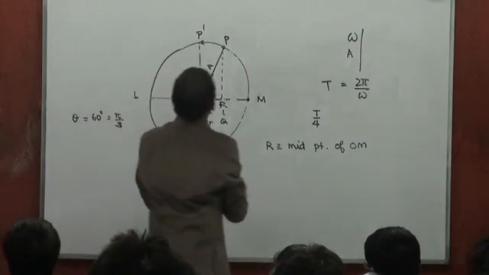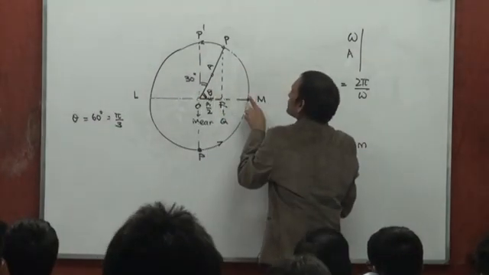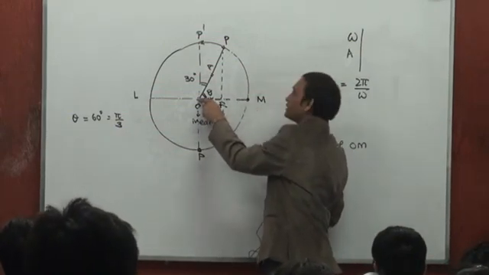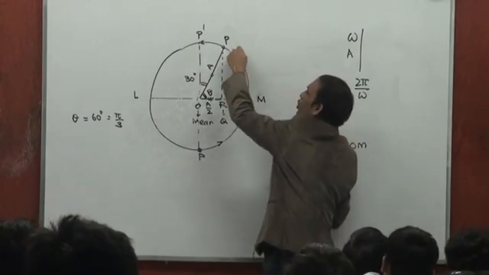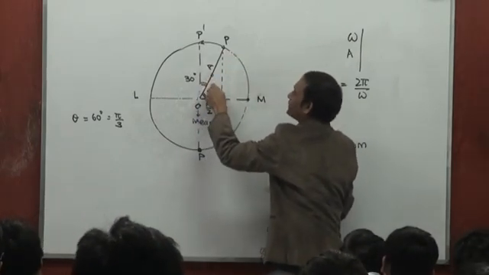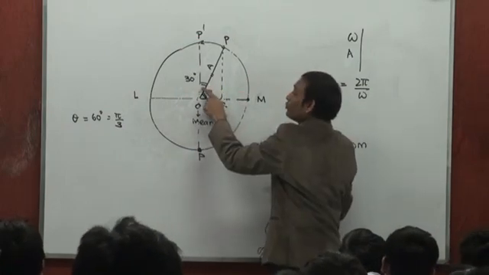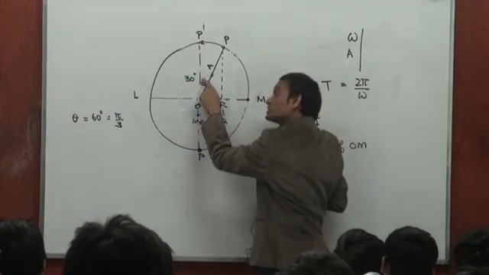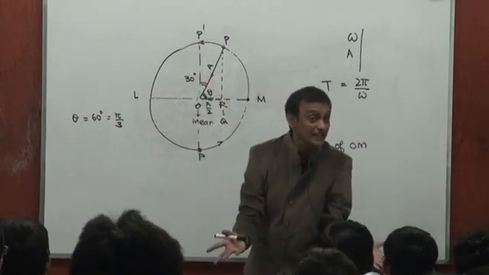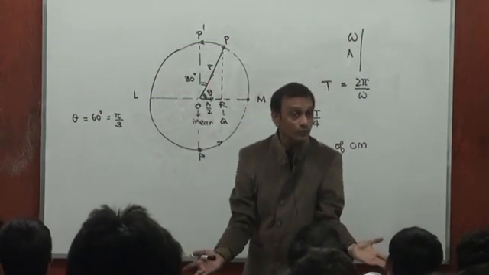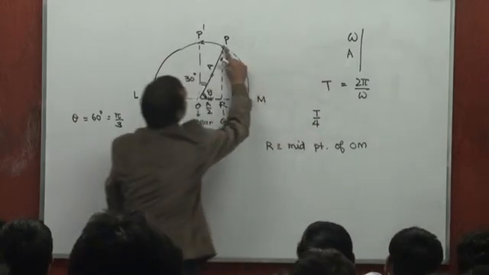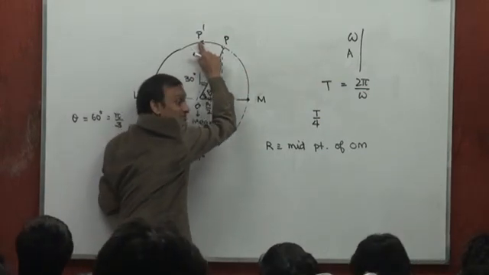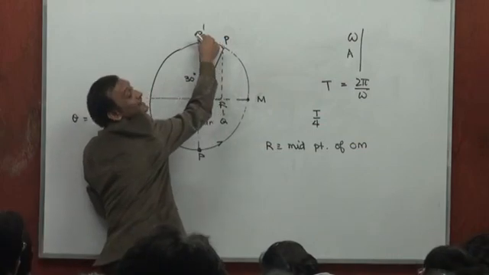Which means, evidently, the time taken to go from M to O is T/4, right? For the corresponding point on the auxiliary circle, this 90 degrees could be divided into 3 times 30 degrees. To describe a complete 90 degrees at the center, it takes T/4. So to describe 30 degrees at the center, it will take T/12 seconds, yes or no? So the time taken by P to go from this point to this point is T/12 seconds.